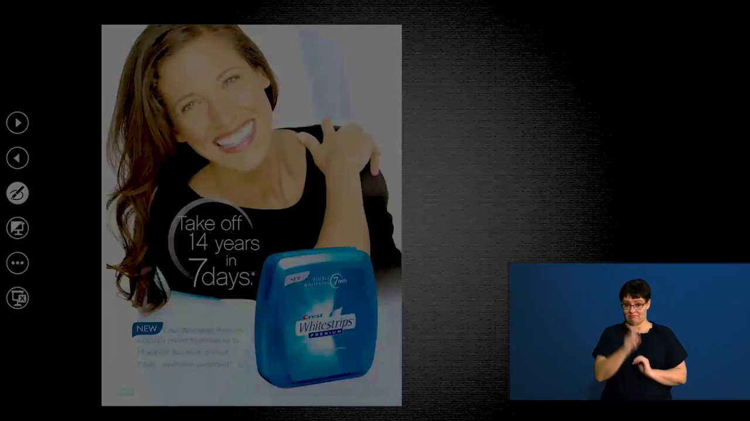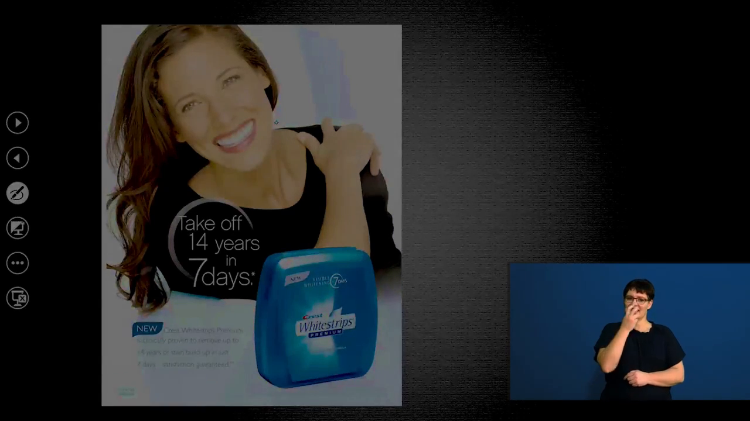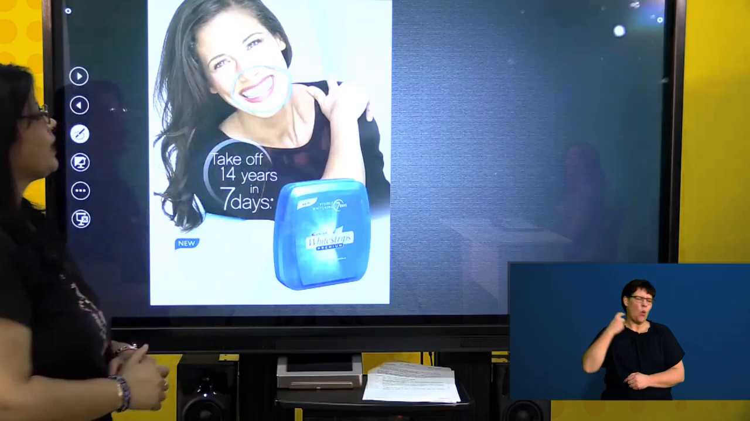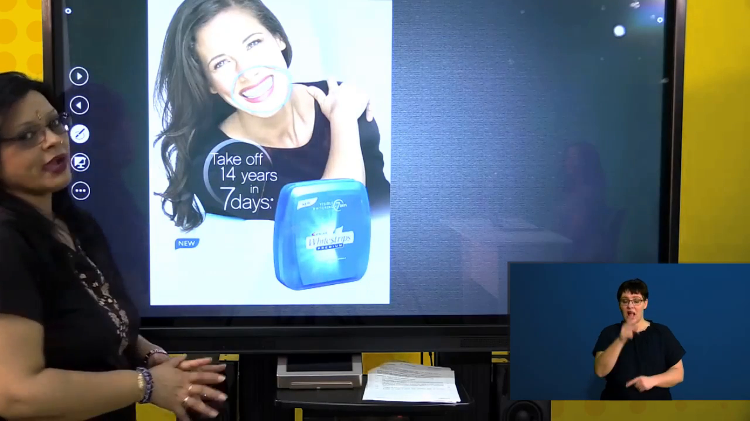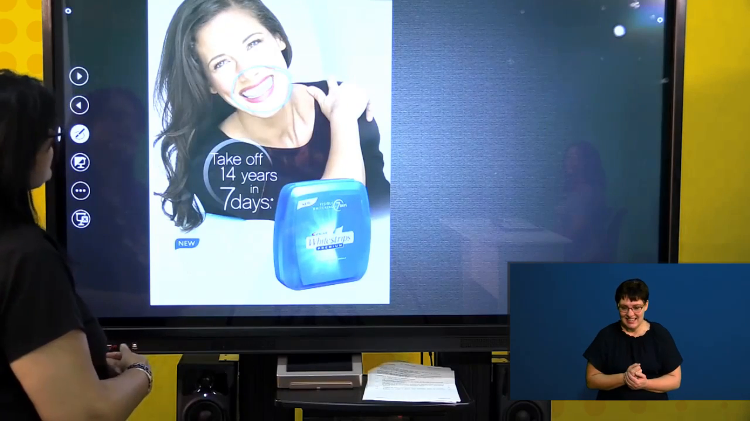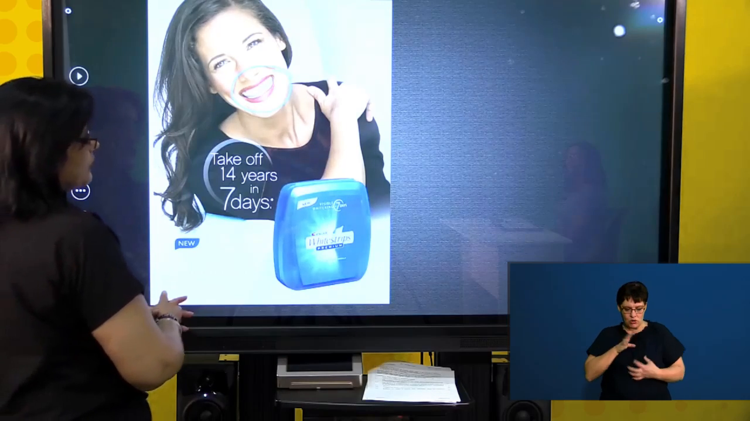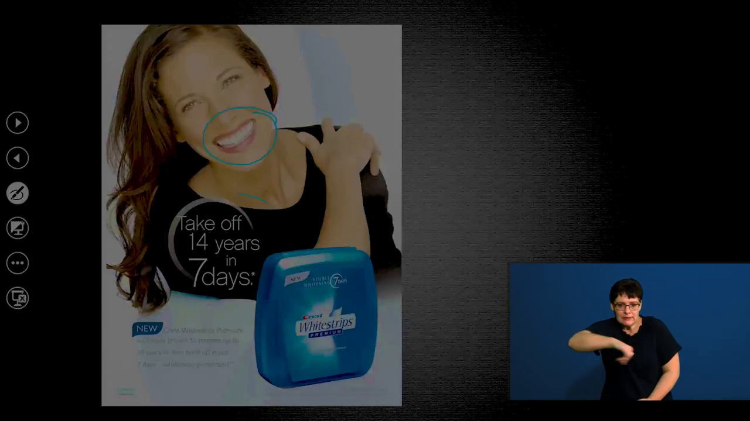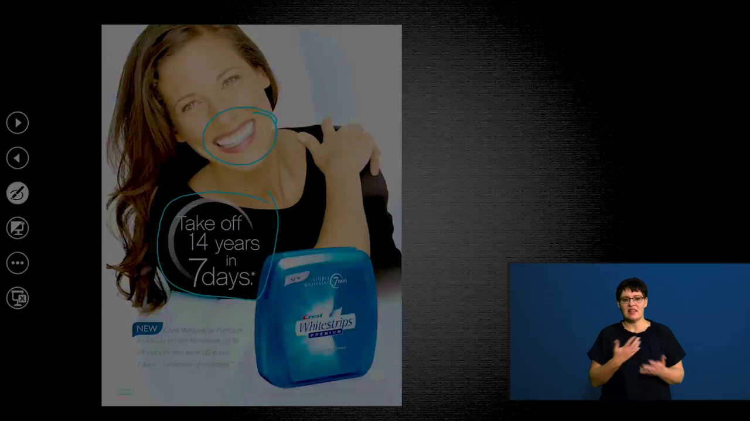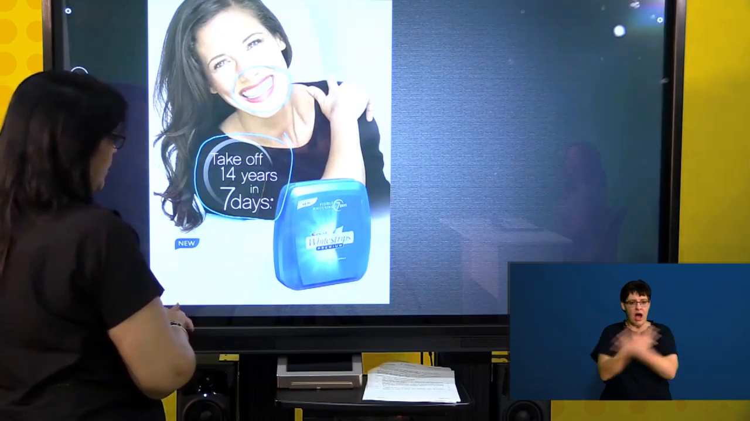Okay, so there's our advert, White Strips Premium. We have a lady up in there, and can you see her white pearly teeth? That is the focus of the advert, and she's smiling because she has such beautiful teeth, and she obviously wants us, that's the emotional appeal to the target audience, right? And then take off 14 years in 7 days. It's also a quick fix. It can be done very, very quickly.